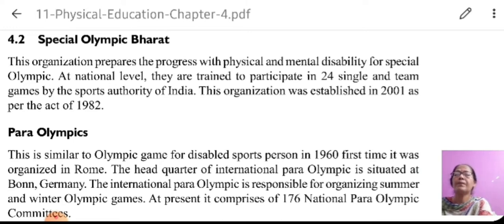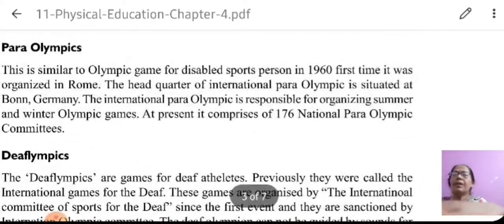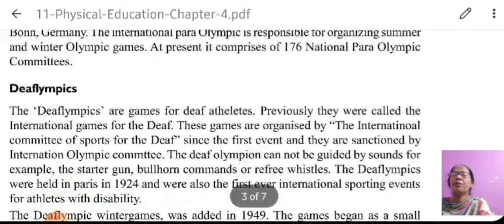Now, Paralympics. This is parallel to the Olympics, the Olympics for disabled sports persons. It was started in 1960 for the first time. The International Paralympic Committee is responsible for organizing summer and winter Paralympic games. At present, there are 176 National Paralympic Committees.